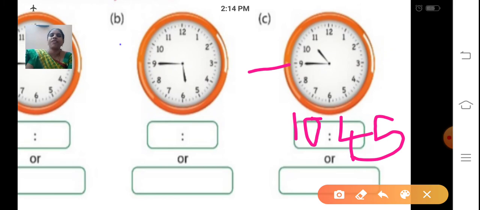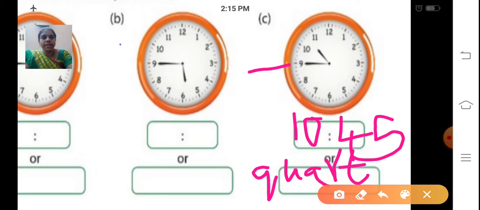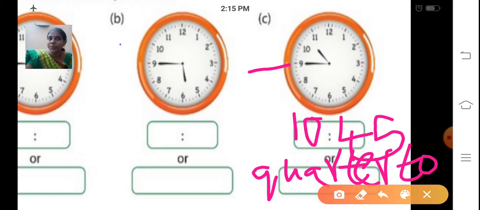10:45. Time is 10:45. Correct? Now, how to write in other way? You know the time is 10:45. So, quarter to, what is the meaning if the longer hand is at 9? Q-U-A-R-T-E-R, quarter to which time? Yes, it's going to be 11, isn't it? Now the time is 10:45. So 15 minutes more to reach 11. So quarter to 11.